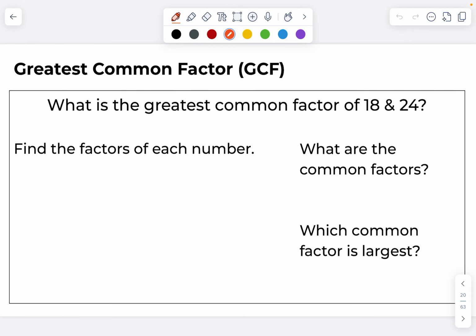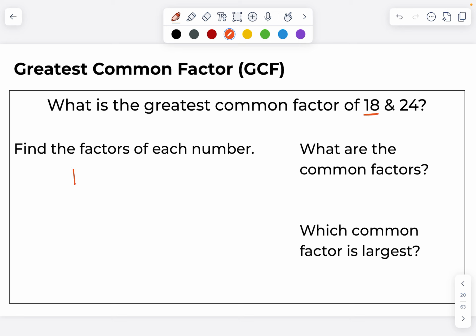So when we think about what a greatest common factor is, it's going to be the largest factor that divides into both numbers, or however many numbers you have. So for this example, we are looking at the greatest common factor of 18 and 24.